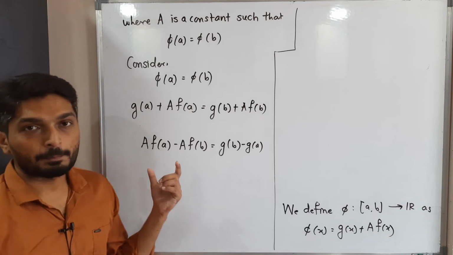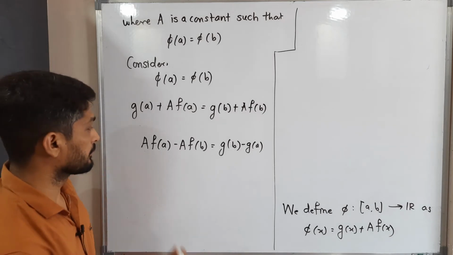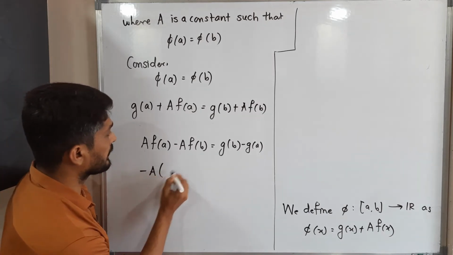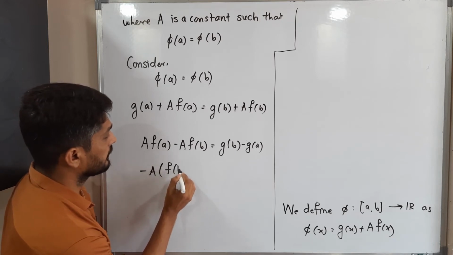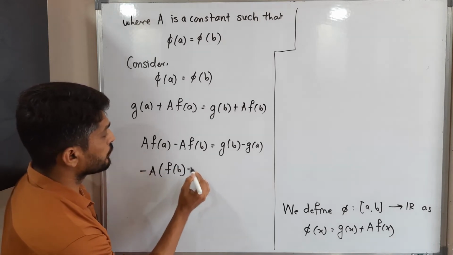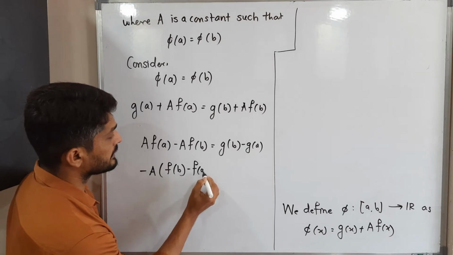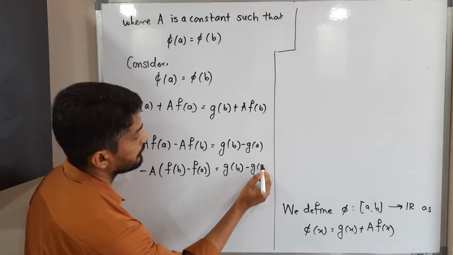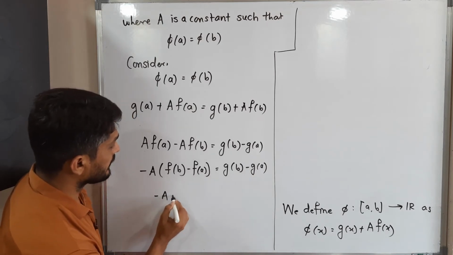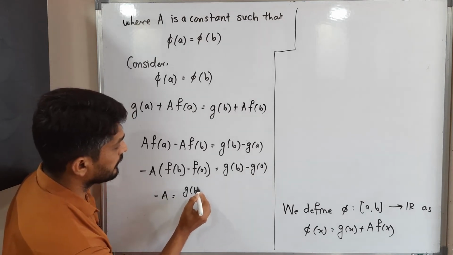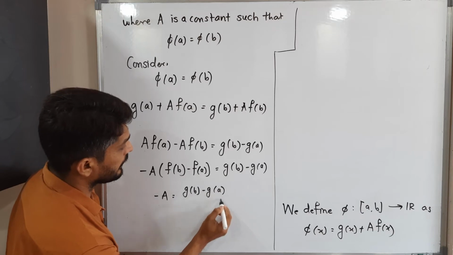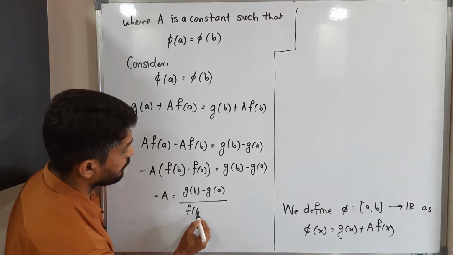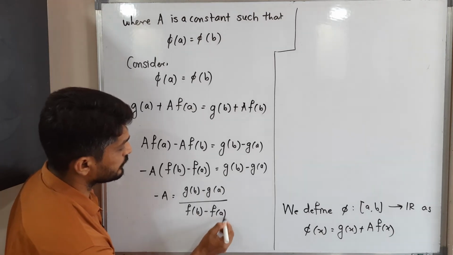I can take A common, but see, I will take minus A common here. So if you take minus A common, it will have plus sign then, and it has already plus sign, so we are taking minus common, so I should write minus sign here. This is equal to g of B minus g of A. So therefore minus A is equal to g of B minus g of A divided by f of B minus f of A. So this is value of minus A.